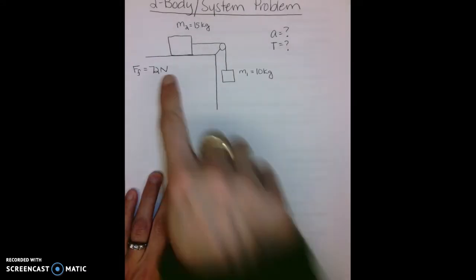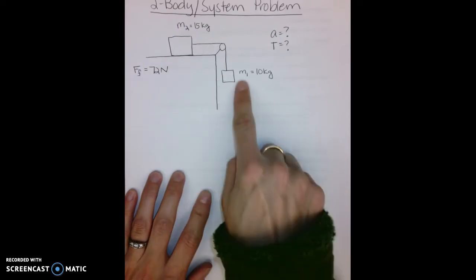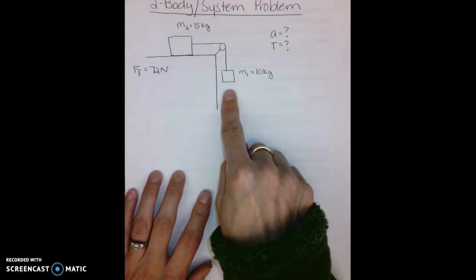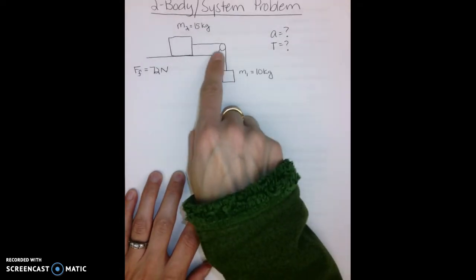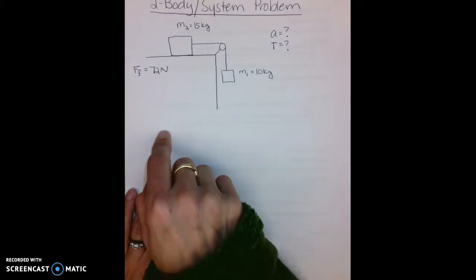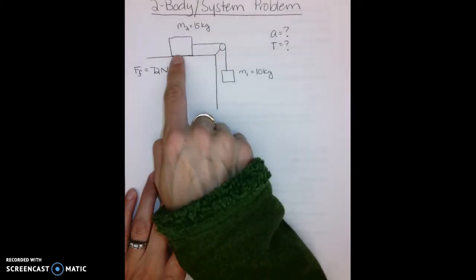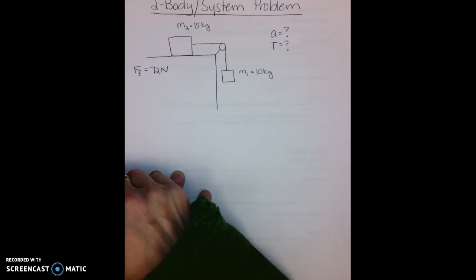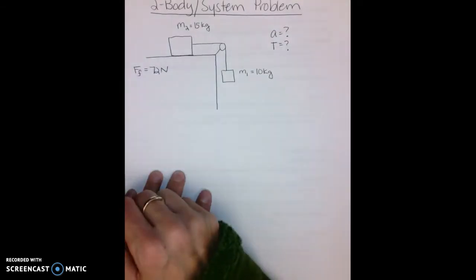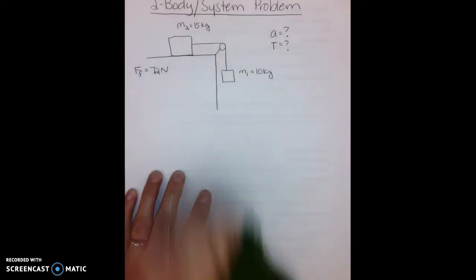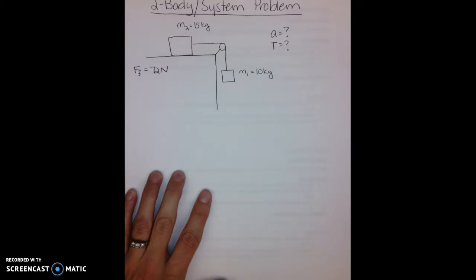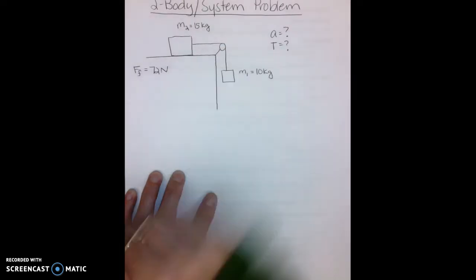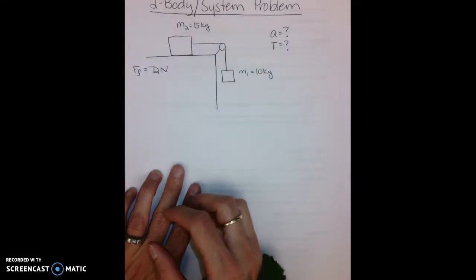Okay, so I have two boxes. Mass 1 is 10 kilograms and it's hanging, looped over a frictionless, massless, ideal pulley. And mass 2 is sitting on a rough surface and has a mass of 15 kilograms, with a force of friction that acts on it of 72 newtons when these boxes are in motion. We're going to assume that the string is also ideal.